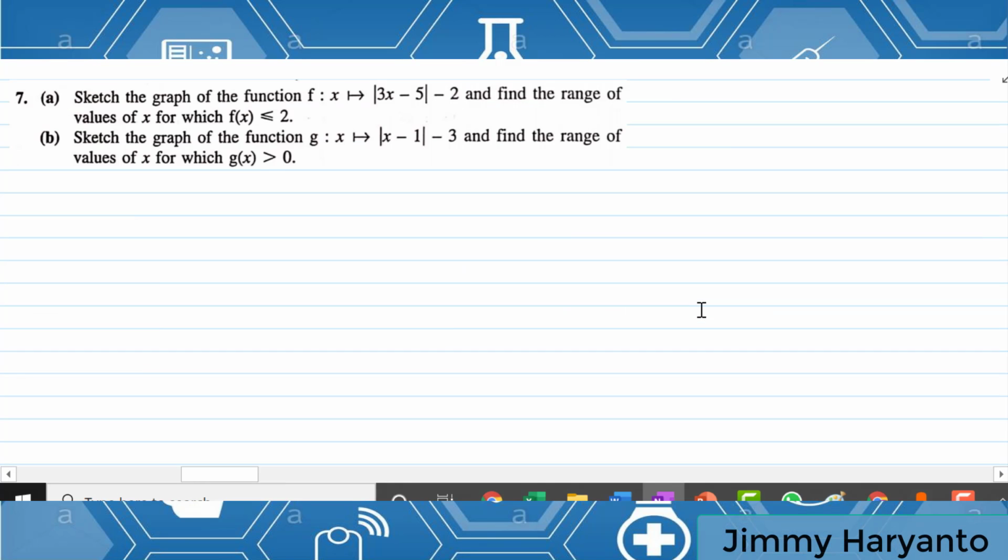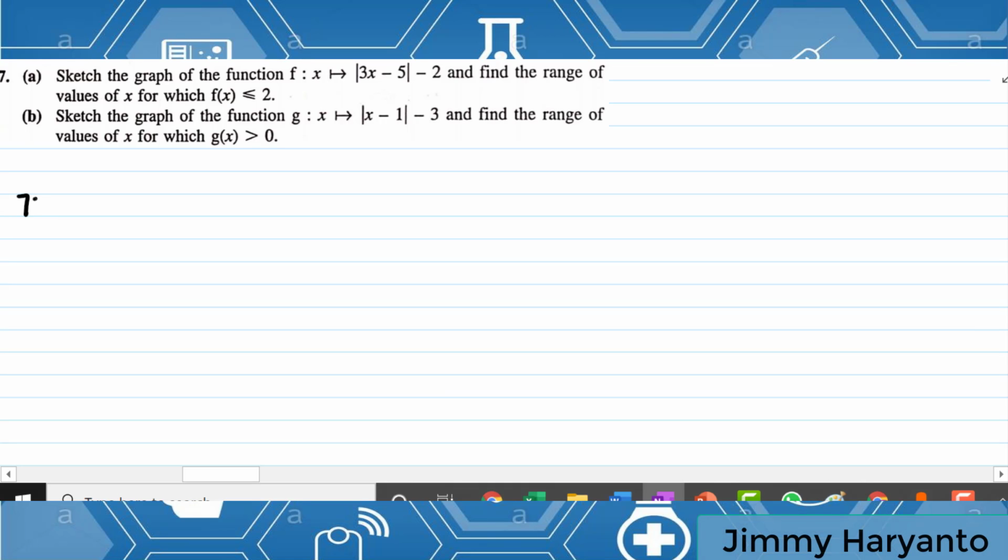Okay, easy, right? Next, sketch the graph of number 7. It is also the same as the previous one, but the question is changed now. The question wants us to find the range of values of x, not the range of the function anymore. Okay, so we have y equals 3x minus 5, absolute value, and then minus 2.